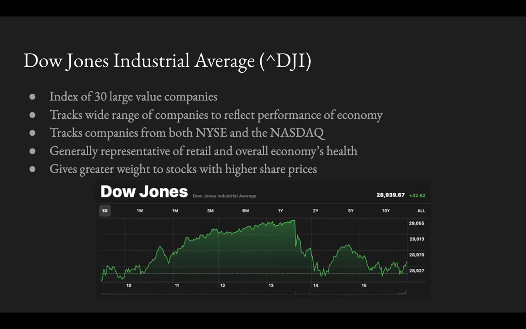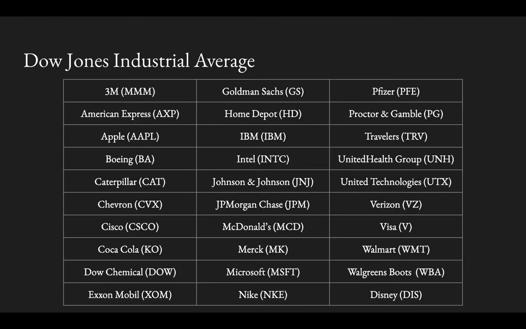The most famous one is the Dow Jones Industrial Average. It's an index of 30 companies, and these 30 companies, which I'll show you in the next slide, are some of the largest companies in America. It tracks these companies to reflect the performance of the economy. So I'll just show you the next slide. Here are the 30 companies that comprise the Dow Jones Industrial Average.